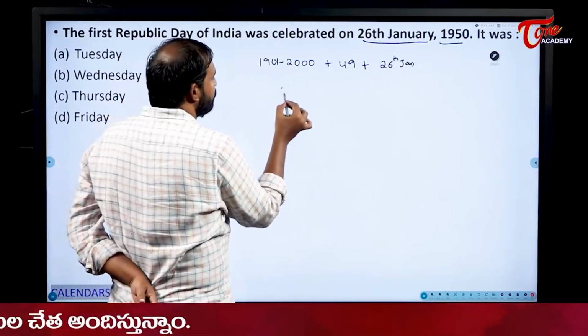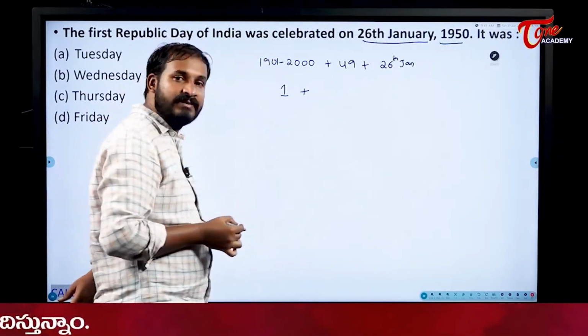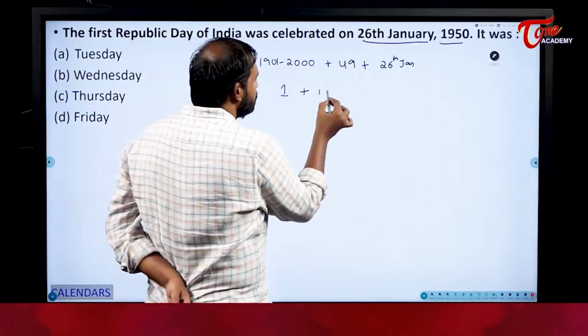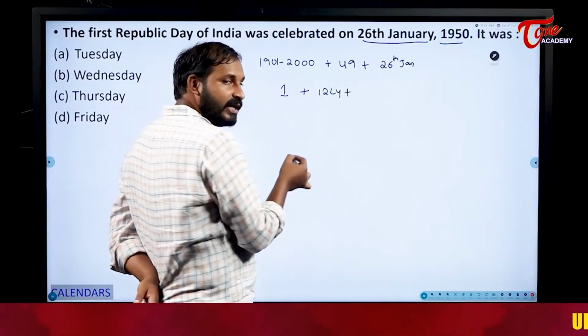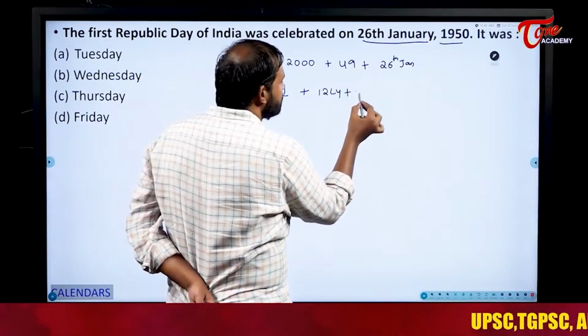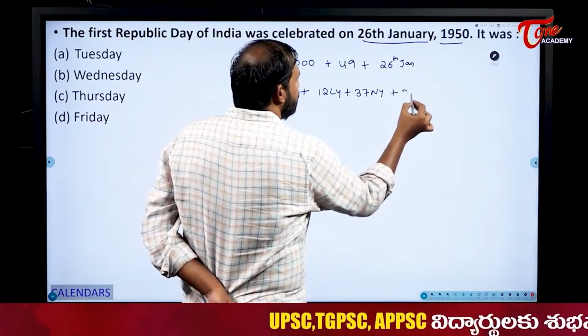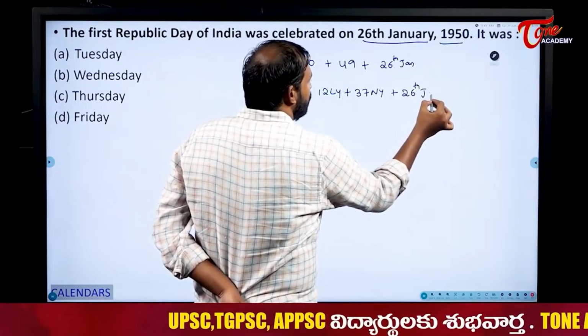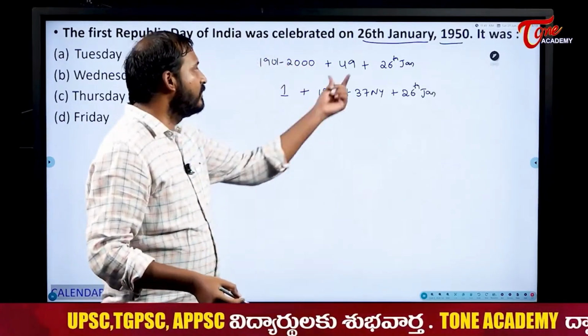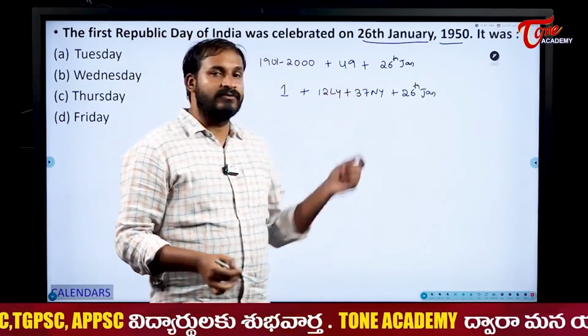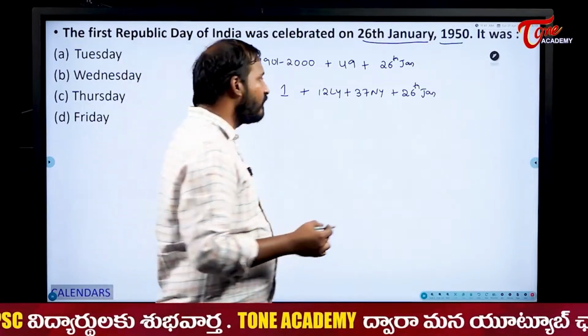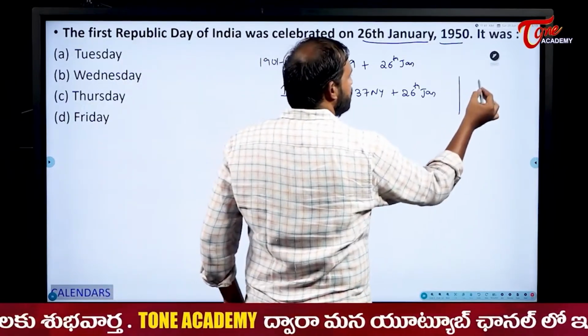Now the century code is 1. In these 49 years, how many leap years will I have? 12 leap years. And out of 49, if 12 are leap years, what about normal years? 37 normal years. Plus 26th January. See here students, already in my first video I told you how out of 49 I have written directly 12 and 37. Those who have not watched it, please watch it.